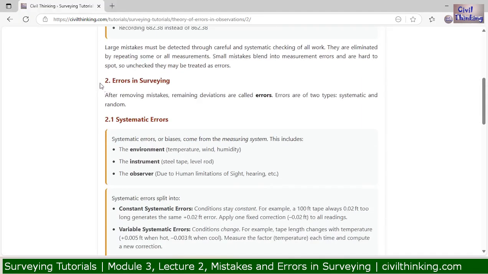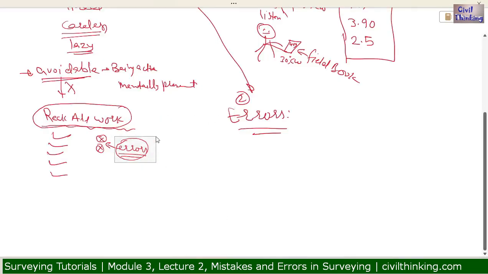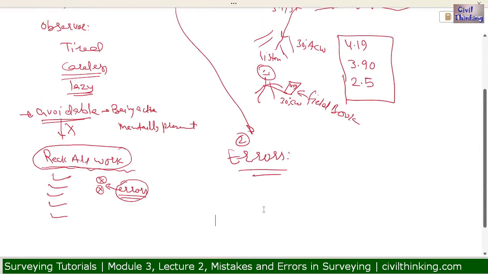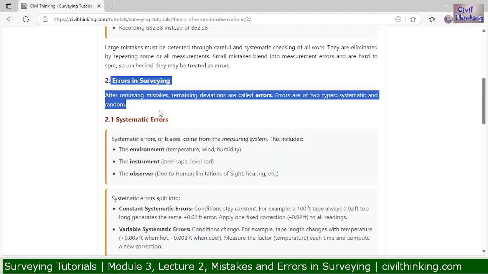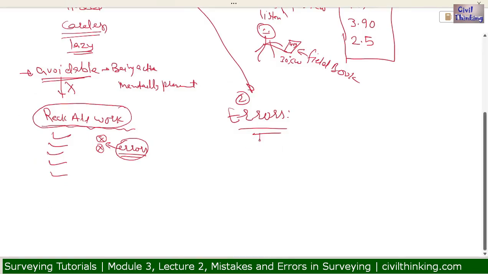After removing mistakes, remaining deviations are called errors. Errors are of two types, systematic and random. So when you remove everything, as I have told you, what remains you can treat as errors. These are the errors caused by certain factors, and we will read more and better understand what errors are. So first of all, errors are of two types, systematic and random. Let us write about this.